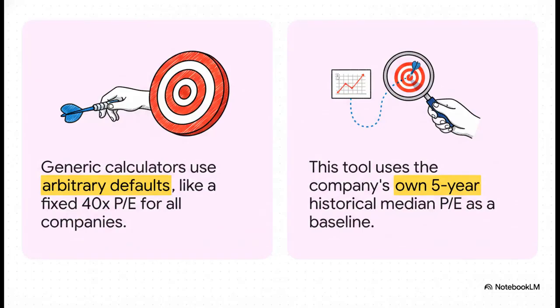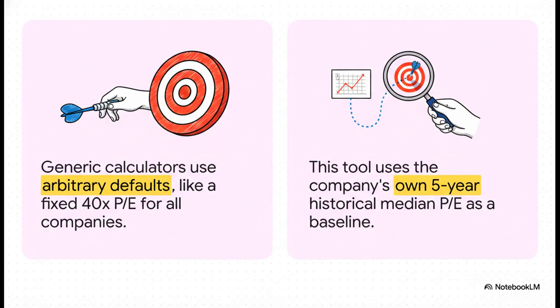Now, here's a really important detail. Where do those numbers come from? A lot of generic calculators out there will just slap a standard PE like 40 on every single company. That doesn't make much sense. This tool, on the other hand, seeds its base scenario with the company's actual 5-year median PE.